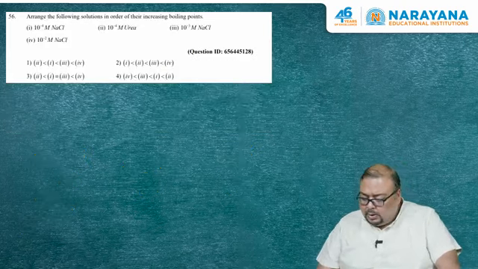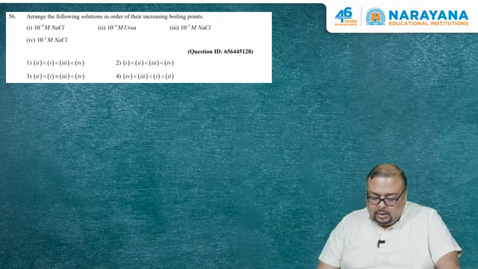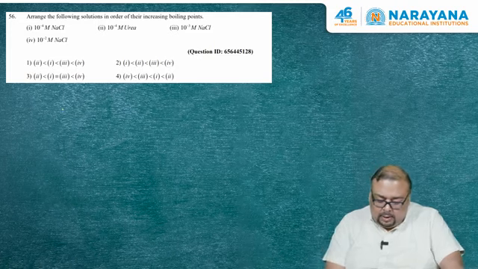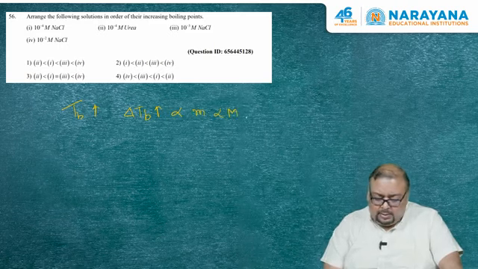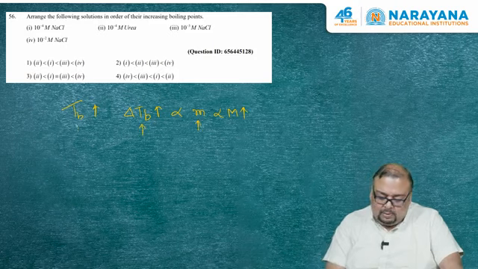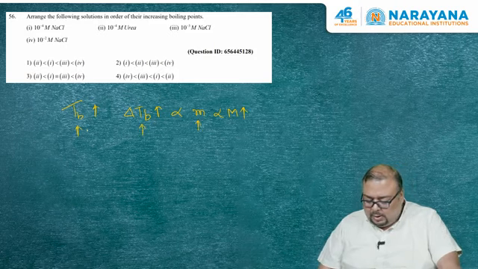This brings us to question number 56. Arrange the solutions in the order of increasing boiling points. The boiling point TB will increase as delta TB increases, and delta TB is proportional to molality, and molality will be proportional to molarity. So if molarity increases, then molality will also increase, delta TB will also increase, and TB will also increase.